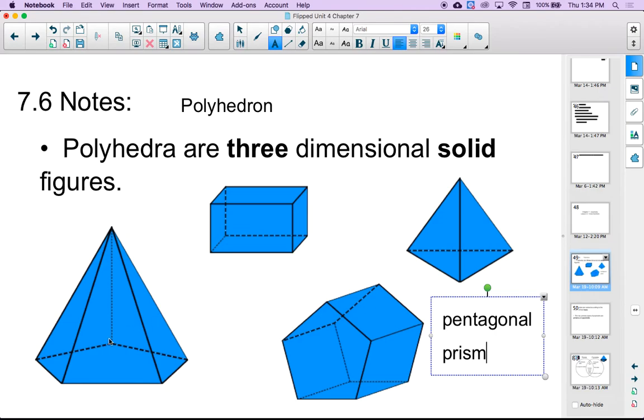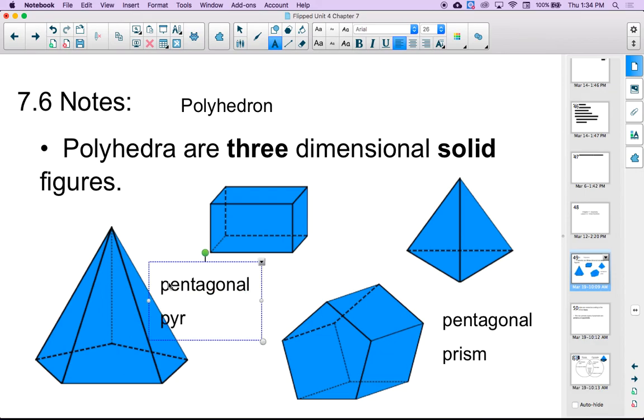Our last one here, this is clearly a pyramid because it comes to a point. It has triangular sides. The base is another pentagon, so we would call that a pentagonal pyramid. Okay, so go ahead, do your last couple practice problems, and ask any questions tomorrow if you have them.